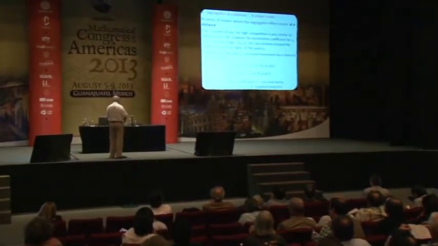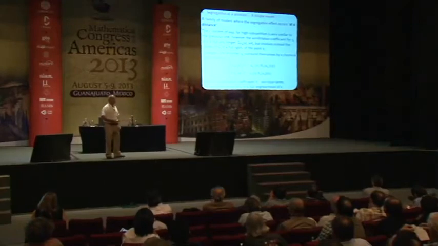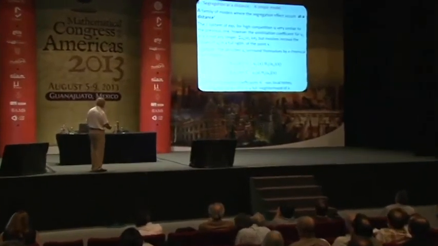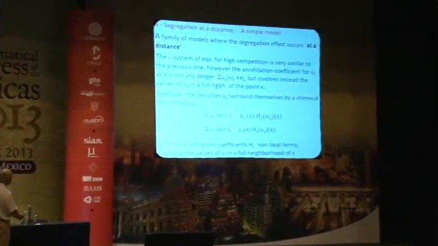Okay, so now in what is left, let me say just a few words about this thing we have been looking at, segregation as a distance. So basically the equations are very similar to the previous ones. In other words, each one of the U_i's has diffusion and then has this annihilation rate.